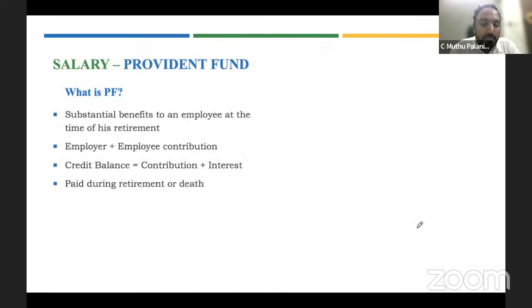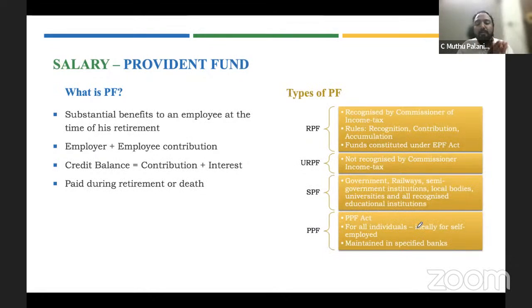So next is provident fund. The next provision that we'll be understanding is provident fund. Provident fund, we all know, is a benefit given to an employee. There are two types of contribution: one is employer contribution, another is employee contribution. Whatever goes into the account is like a savings bank account. I will contribute, and the bank will give me interest. So here, employer will contribute, employee will contribute. Both will go into that account, and that account will give me interest. So there will be two components in my account: one is contribution, another is interest.